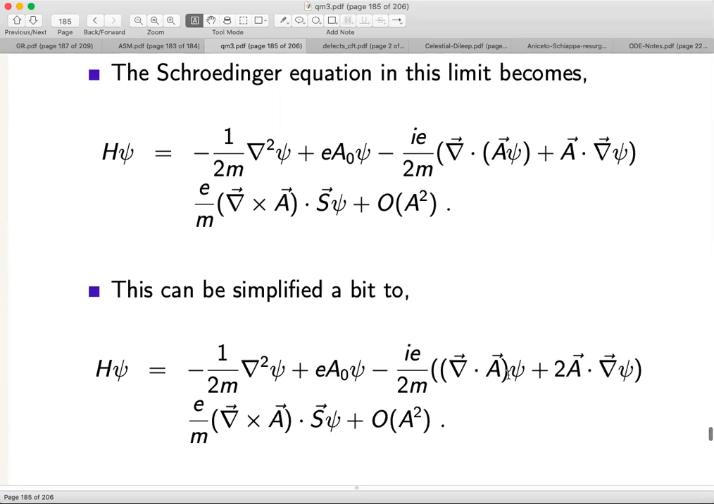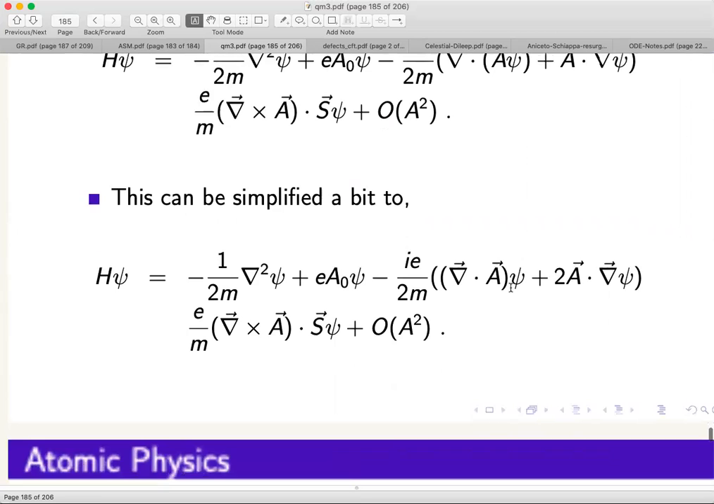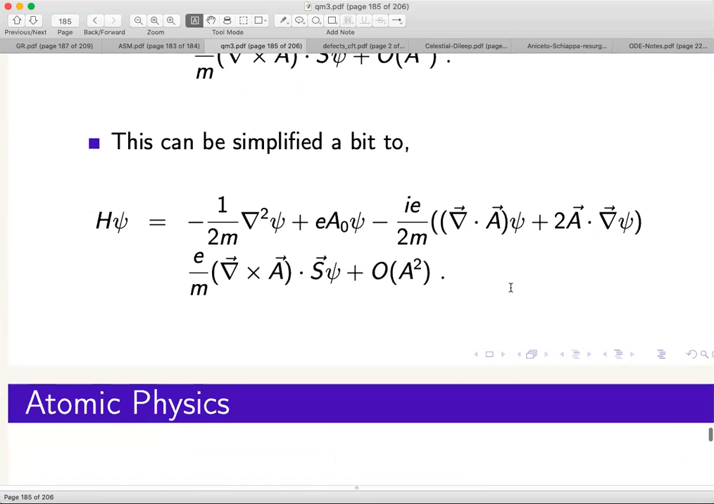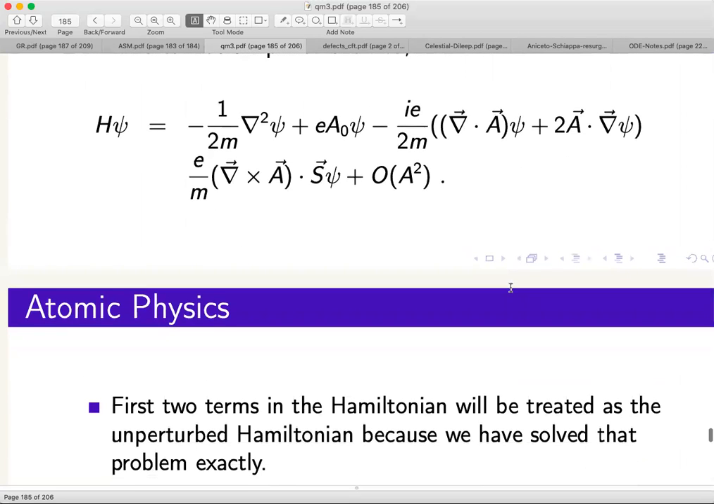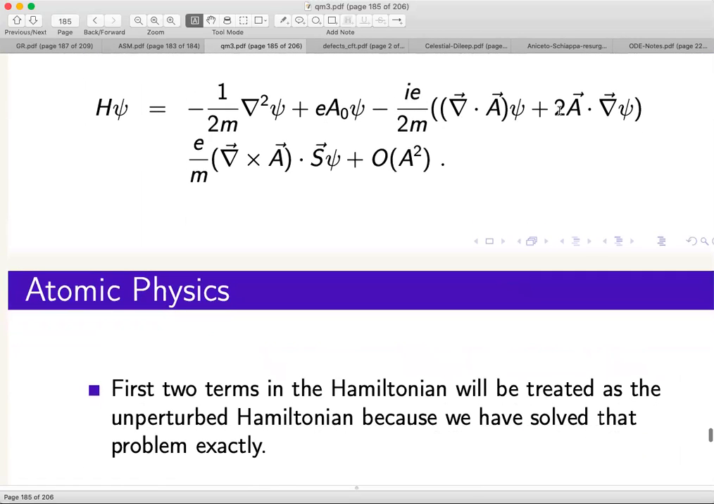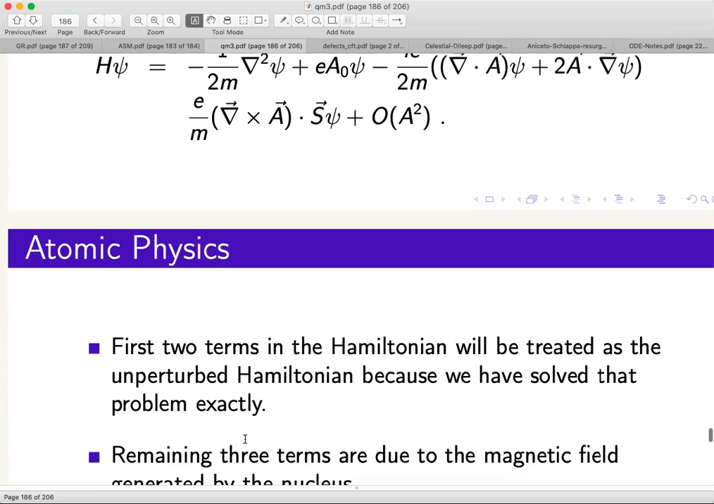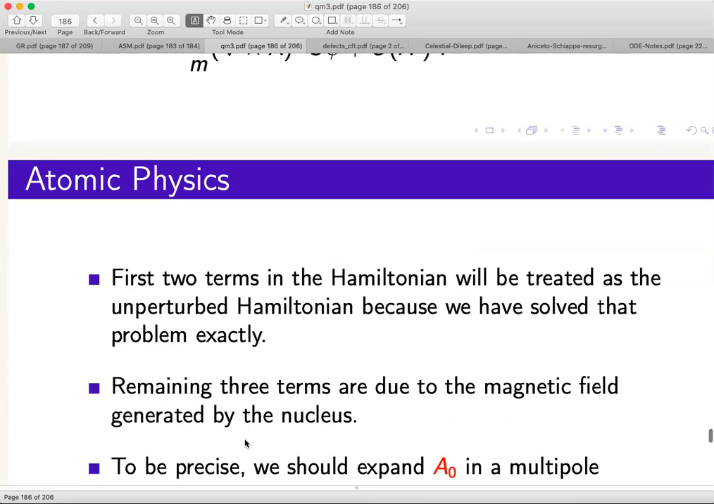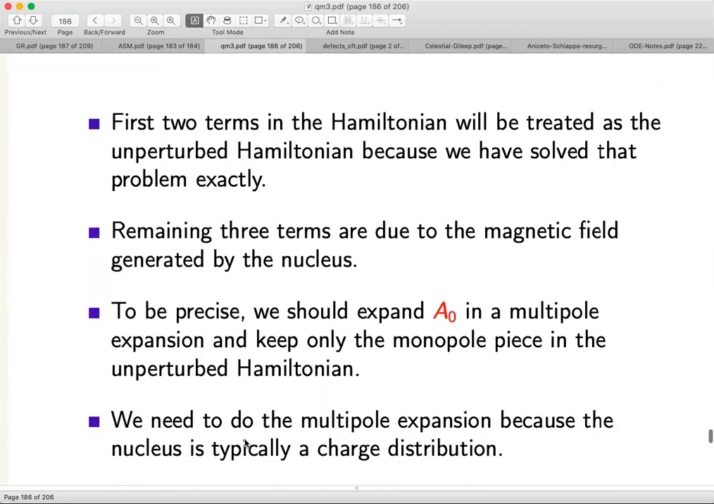So you have the del dot A piece and A dot del acting on psi with a factor 2. Fine. So now what we are going to do is, remember, if you set the vector potential to 0, then that was the original hydrogen atom problem that we solved. So this Hamiltonian that we have written down can be written as various terms. The first two terms will be treated as the unperturbed Hamiltonian, which is the original one which we solved exactly, and the remaining terms, which are due to the nuclear magnetic field, will be treated as perturbations.